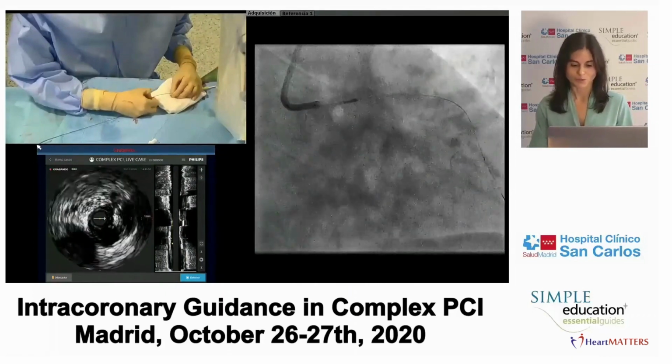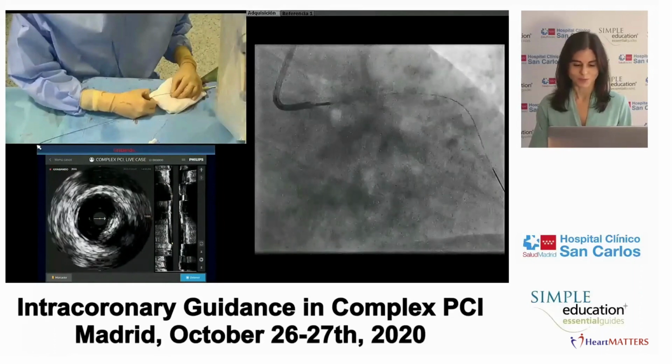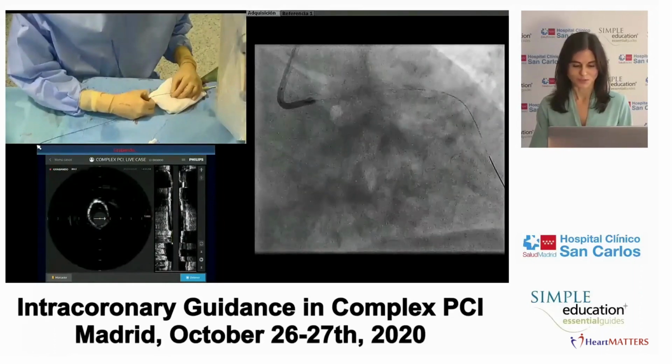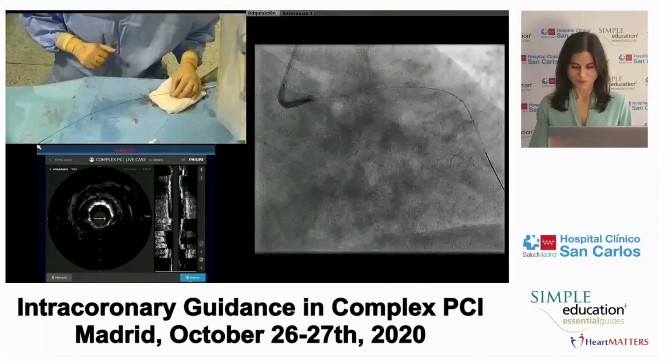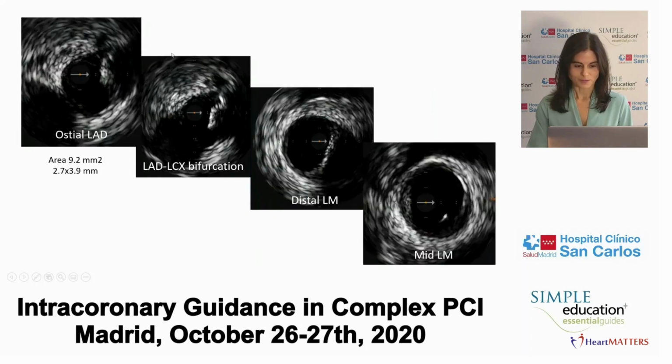There are some areas where the calcium is almost circular. This is the ostial LAD. I will show you some still images later on to clarify this point. But basically, these two aspects: the calcification, very severe, with a calcium ring really at the level of the proximal LAD. And these are the most interesting parts of the pullback.